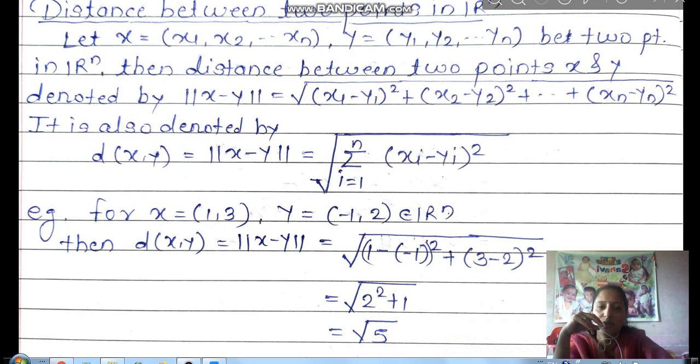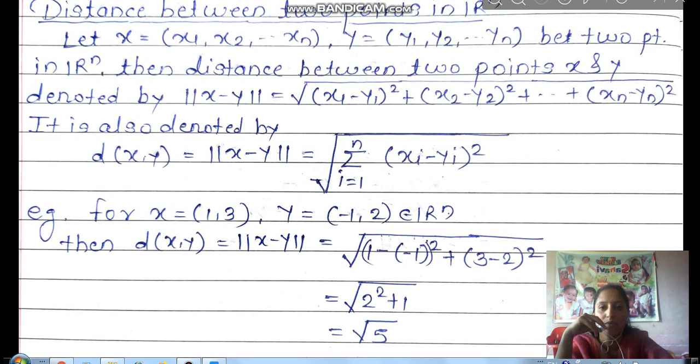So, let x = (x1, x2, up to xn) and y = (y1, y2, up to yn) be two points in Rn. Now, the distance between two points x and y can be denoted by the norm of x minus y, which, by the definition of norm, is the square root of (x1 minus y1) squared plus (x2 minus y2) squared plus up to (xn minus yn) squared. It is also denoted by d(x, y), that is, the distance between x and y.